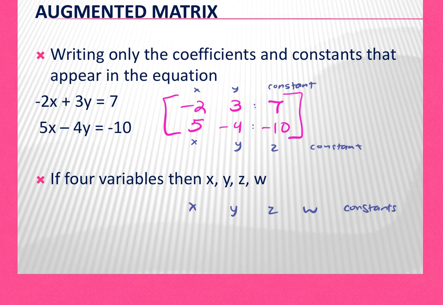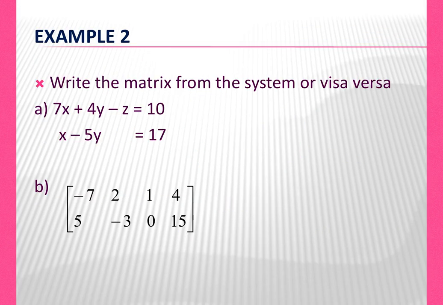Good so far. All right, example 2 says write the matrix from the system, or the system from the matrix. So for A, what's my first row? 7, 4, negative 1, 10. What's my second row? 1, negative 5, 0, 17. Good, there's nothing there and you need the placeholder. And then you put little brackets on this to say that that is a matrix. So not parentheses, not solid one line, but an actual bracket.